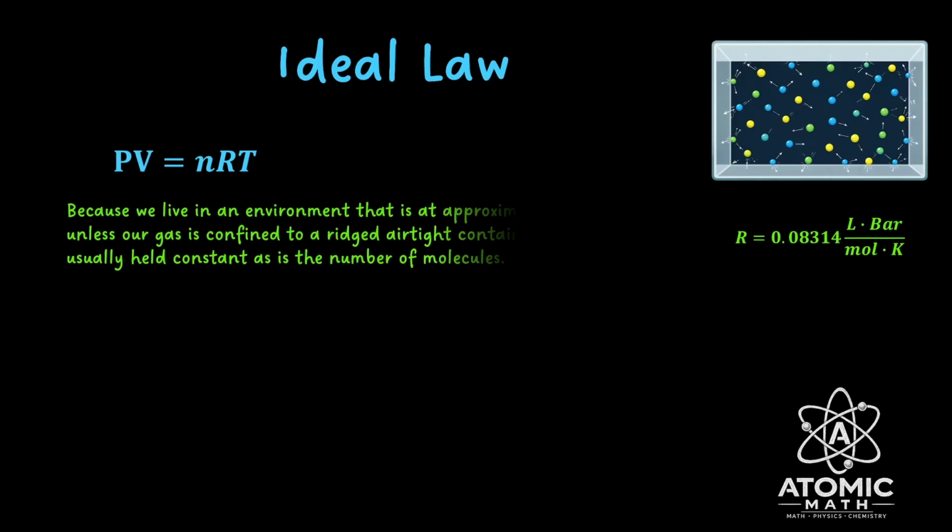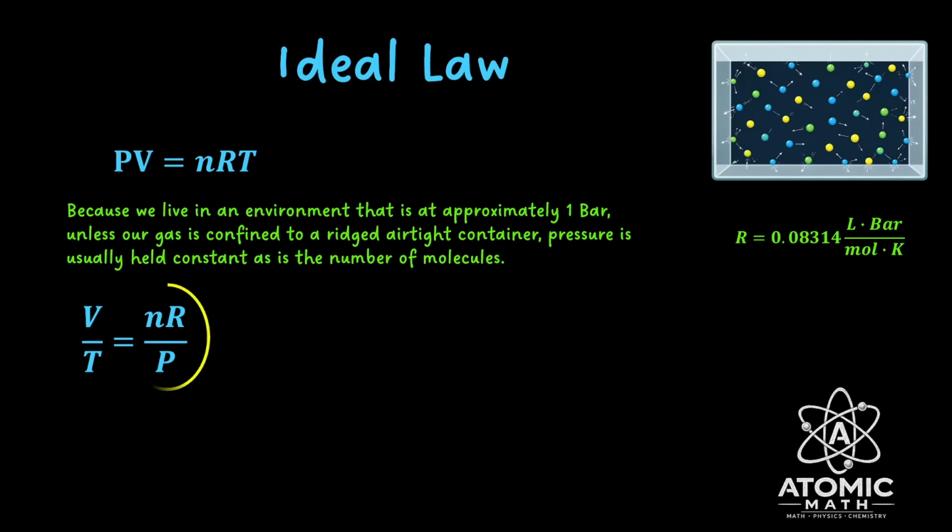Because we live in an environment that is approximately 1 bar, unless the gas that we're talking about is confined in a rigid airtight container, the pressure is usually held constant, as is the number of molecules. So when we're working with questions exposed to the natural environment, we can basically say that the ratio of the volume to the temperature is equal to the number of moles, the constant, over the pressure. And of course, this whole side is going to remain constant.